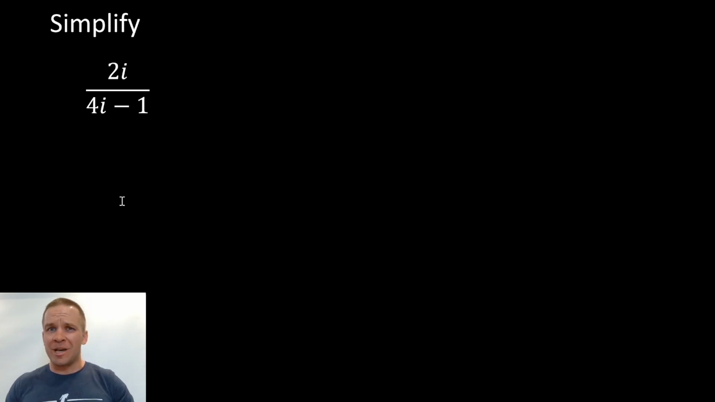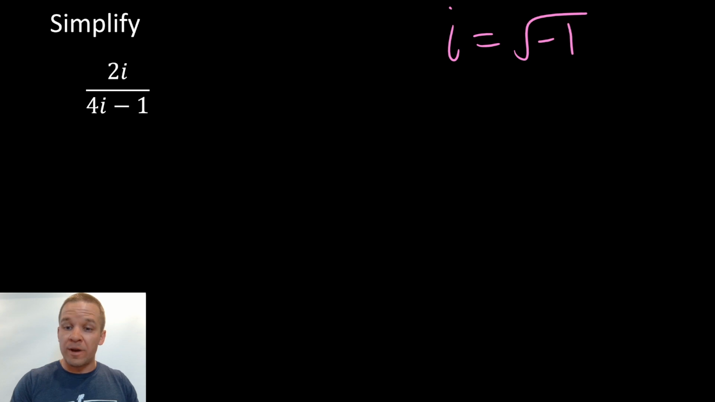Now, why do we have to rationalize it? I don't see a square root. Well, I know that i is equal to the square root of -1. So therefore, if I see an i, there's a square root. So we have a square root in the denominator. We've got to get rid of that square root in the denominator by rationalizing it.